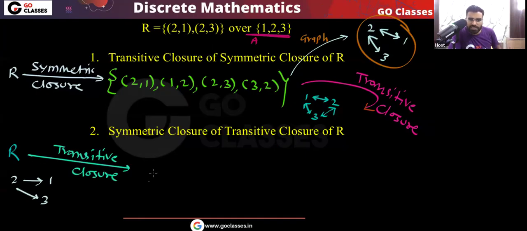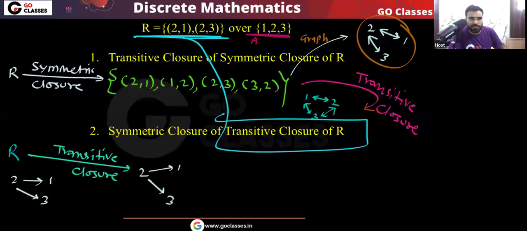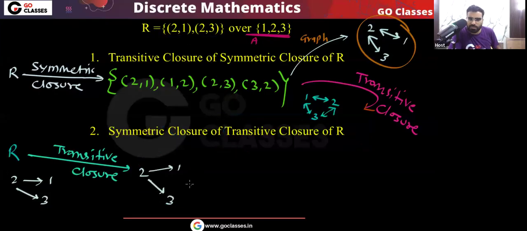To find the transitive closure, from the graph representation, very easily you can find it. You will just check the reachability. From vertex 2 to 1 there is a path of length at least 1. From 2 to 3 there is a path of length at least 1. That's it. This is the transitive closure. Actually, this relation R is already transitive. If a relation R is already transitive, then the transitive closure of R will be R itself.